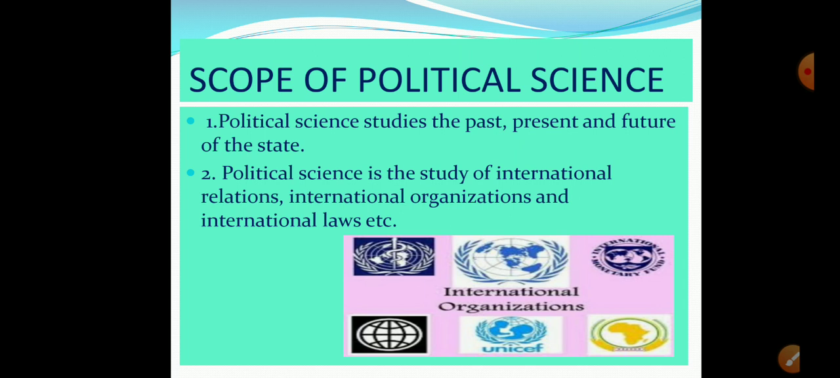International organizations are there, for example UNO, SAARC, ILO, International Monetary Fund, World Bank. So these are organizations we study, international organizations and other non-governmental organizations also, and international laws also. There are certain international laws that states keep in mind while interacting with each other. So all these come in the scope of political science.